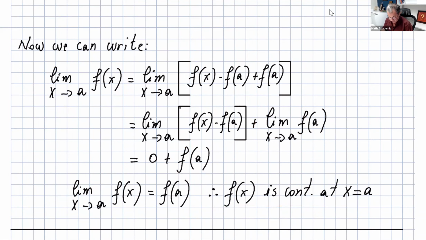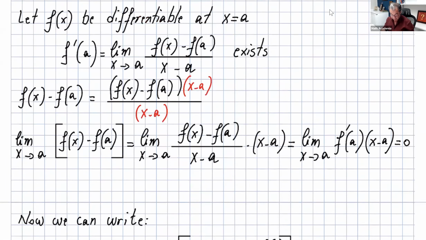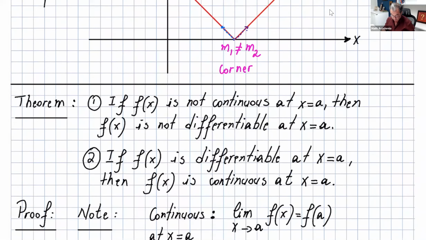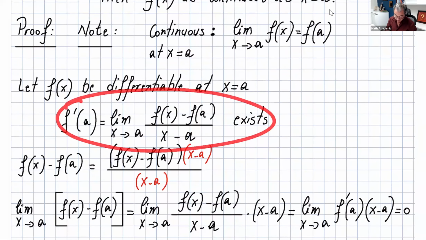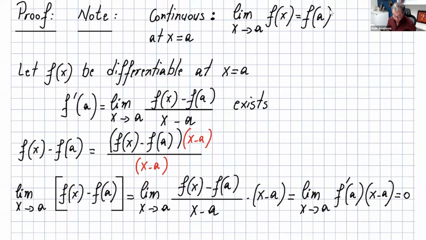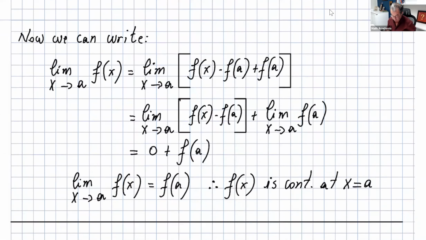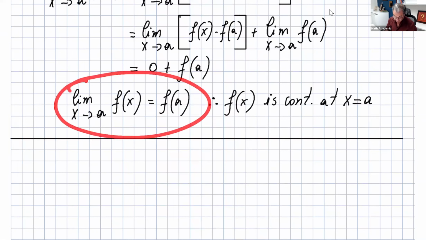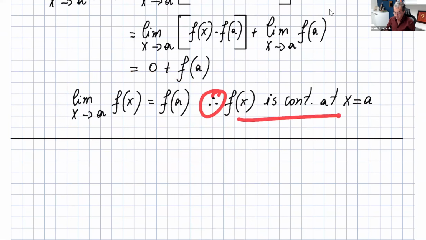So that shows if a function is differentiable, we started from this limit, and we showed that by doing all these manipulations, we can get the limit as x approaches a of f of x equals f of a. Therefore, f of x is continuous at x equals a. So remember, at a point, if a function is continuous, it's not necessarily differentiable. But at a point, if the function is differentiable, then it's for sure continuous.